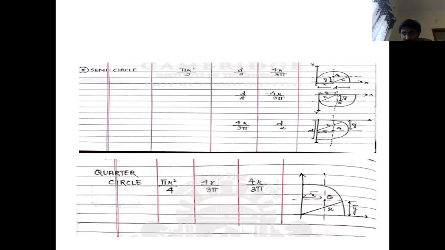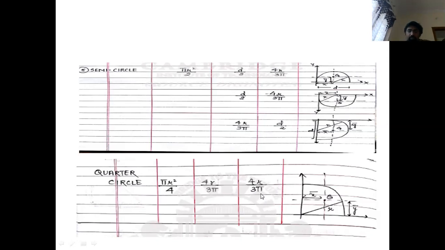For this quarter circle, we have a derivation. We can do it the way we did it for the semicircle. You can take one small elemental area, and corresponding to that apply the limits of integration. The limits of integration vary from 0 to pi by 2, right? So if you do 0 to pi by 2, what you will get is 4r by 3 pi at one end, and similarly 4r by 3 pi at the other end.